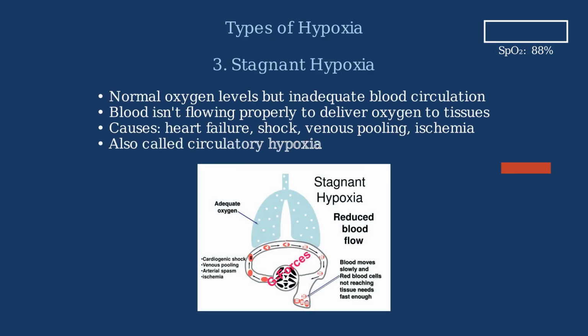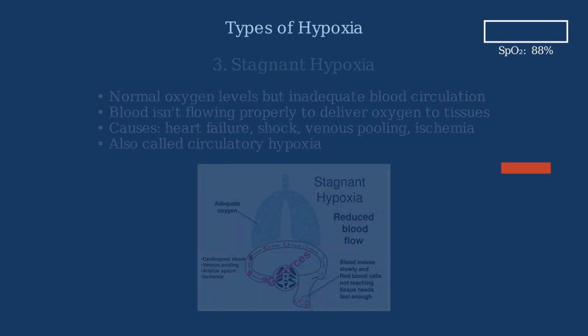The third type is stagnant hypoxia, also called circulatory hypoxia. This occurs when blood flow is inadequate to deliver sufficient oxygen to the tissues. In stagnant hypoxia, the blood contains normal oxygen levels, but due to reduced circulation, tissues don't receive adequate oxygen. This can occur even when breathing and hemoglobin levels are normal. Common causes include heart failure, shock, blood pooling in the veins, and localized ischemia. The key issue is not a lack of oxygen in the blood, but rather the blood's inability to circulate effectively.